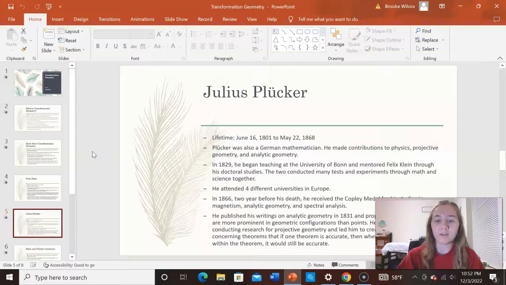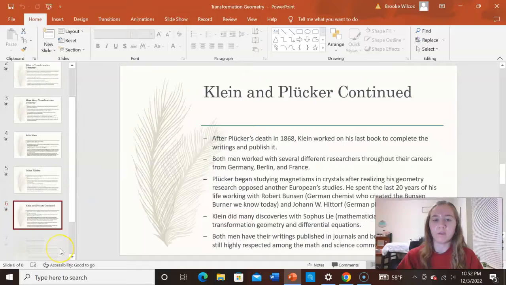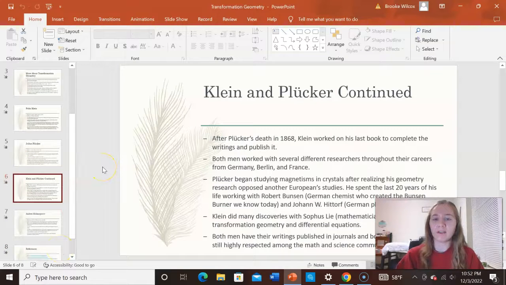He used this theory when conducting research for projective geometry, which led him to create a dual principle concerning theorems: if one theorem is accurate, then when switching components within the theorem, it would still be accurate. So some more information about Klein and Plucker. After Plucker's death in 1868, Klein worked on his last book to complete the writings and published it.